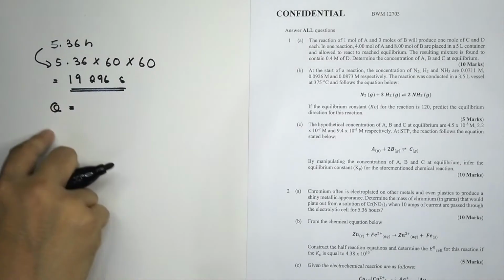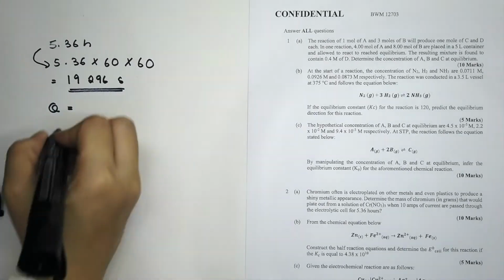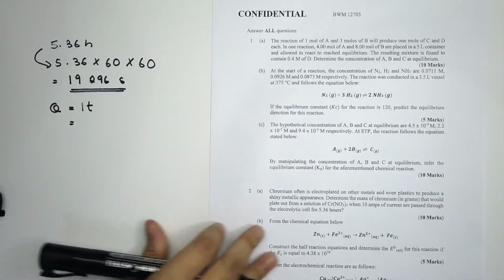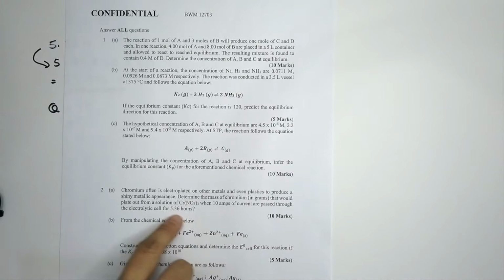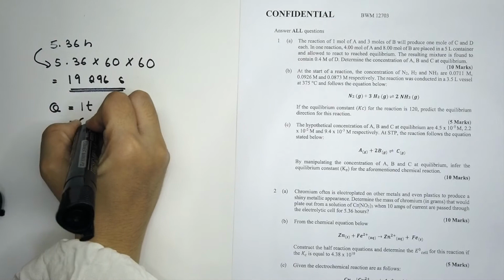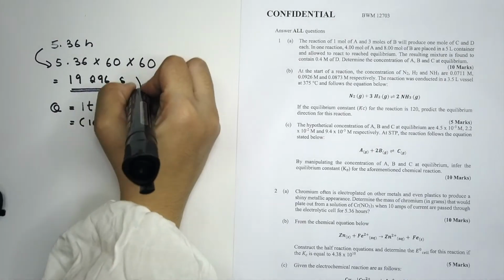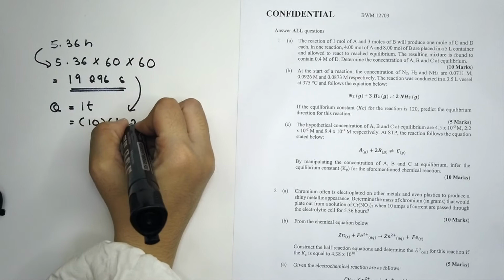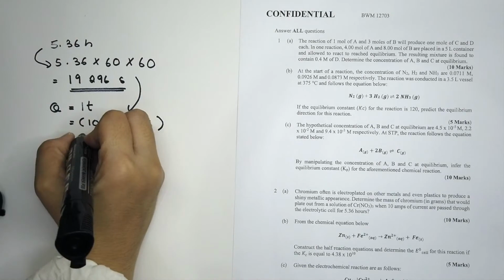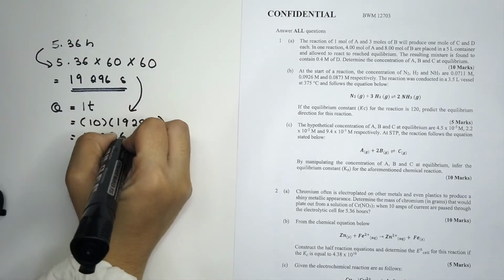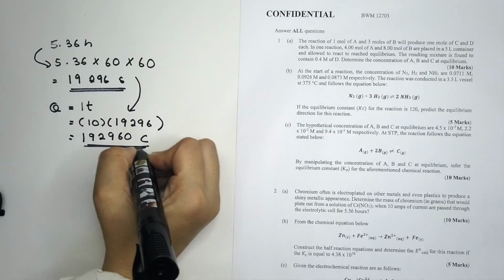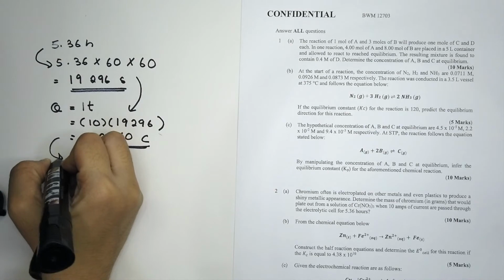Next up, you are going to calculate the value of Q. So Q is equivalent to IT. So I is the current. So given to you in the question, 10 amperes of current is being applied. So your I is 10 and the time is this one. So it means that 19,296 seconds. So you will get the Q equivalent to 192,960 coulomb. Alright.